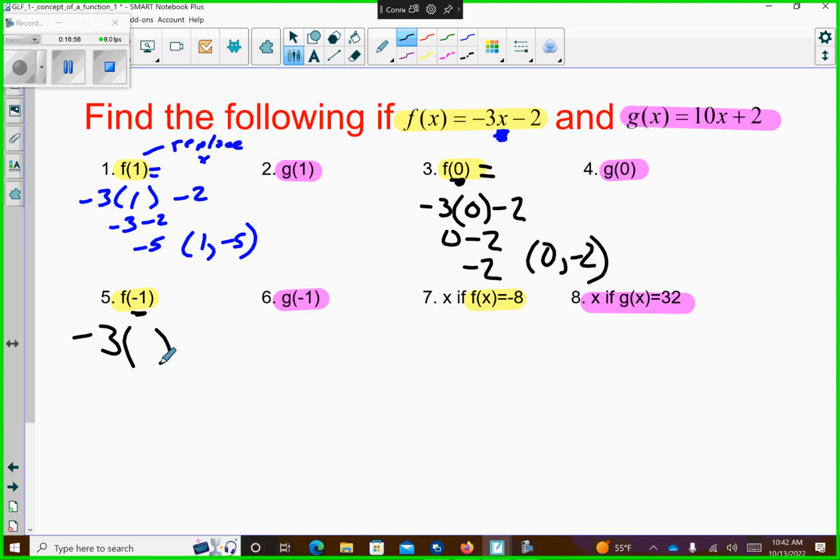All right, do you feel comfortable so far with the yellows? No. Where were you stuck? I'm just replacing. I'm putting something in.